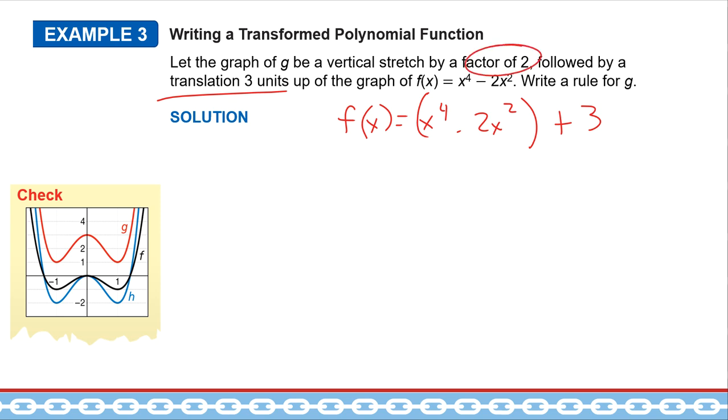Vertical stretch by a factor of 2 is just going to be multiplying this by 2 before we do that translation of up 3. So that's going to be 2x to the 4th, and then distribute the 2: minus 4x squared, and then that plus 3 gives it that translation of up 3.